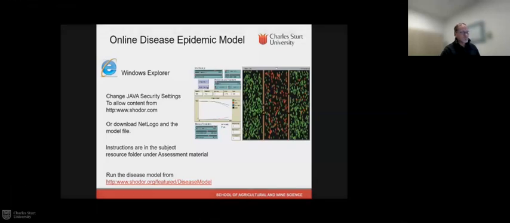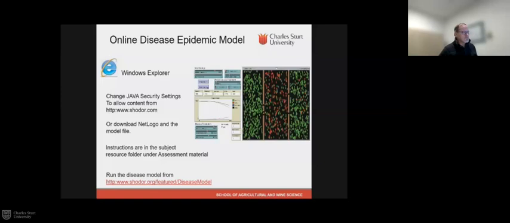So if you're running this online using Windows Explorer, you may need to change your Java settings to allow that content from Shodor, S-H-O-D-O-R. That's the company that made this. So you'll be referencing this company. You can see that in your subject outline in your report.